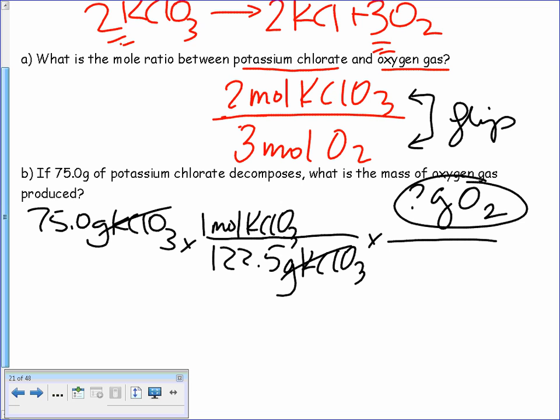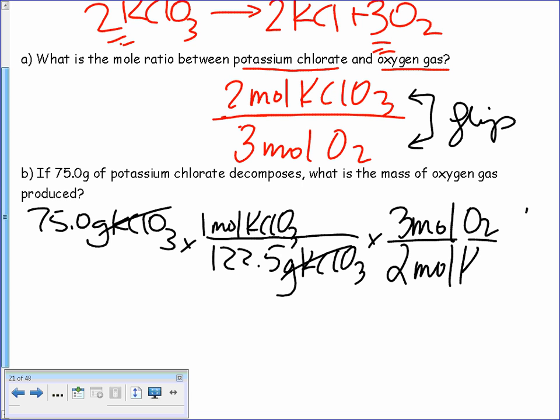So tell me what I have here. So you have 3 mole O2. Then 2 mole KClO3. And where do these numbers come from again? Coefficients, right, from the balanced chemical equation. So our question again was grams of O2. Okay, so I'm in my moles of potassium chlorate, top and bottom can cancel. Next.